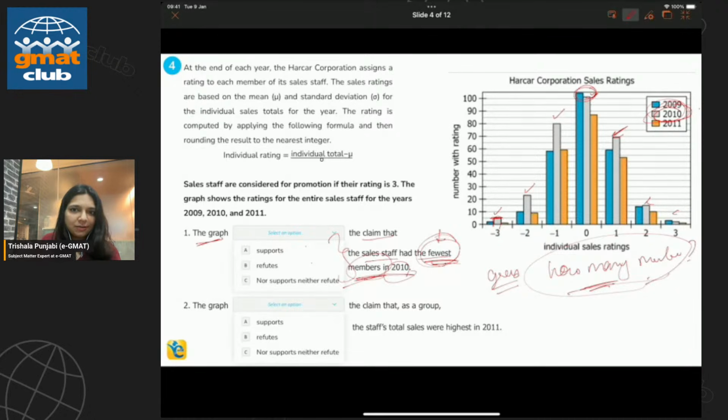Isn't this obvious? If we look at the gray, we don't even need to calculate at this point. And that is the magic of drawing visual inferences. We are not sitting and calculating what is happening, but we are saying comparatively, because they said fewest. That means that we can compare, right? And comparatively, gray is at the highest. So it is unlikely, it's not possible that gray is going to have the lowest members. So this graph refutes that. So the answer to this is B.